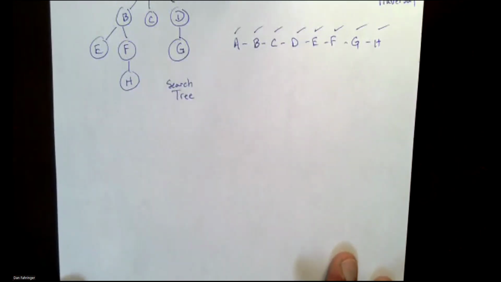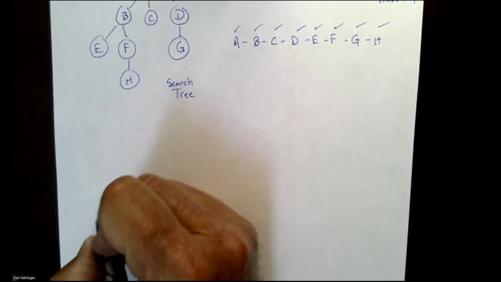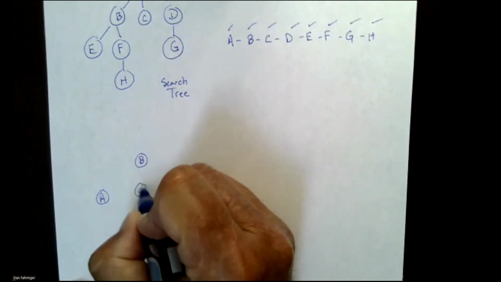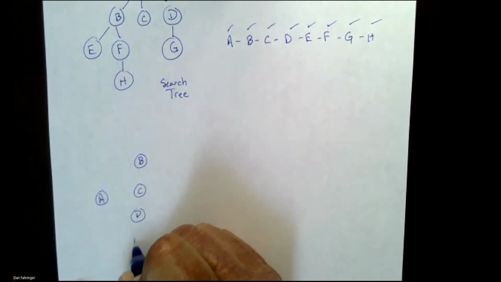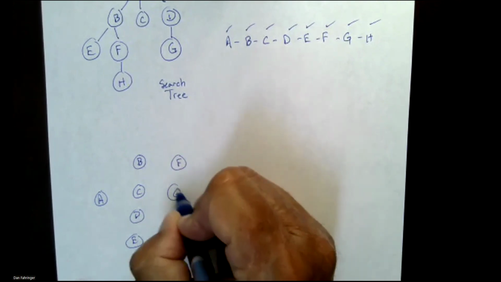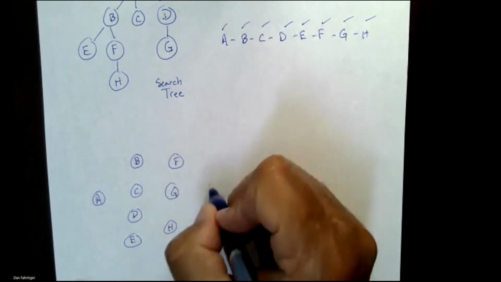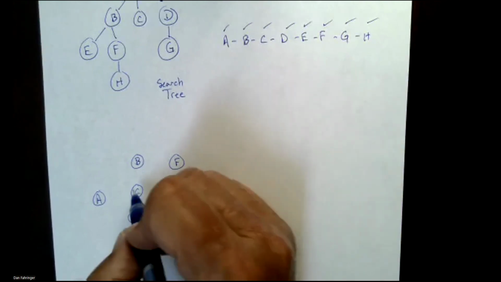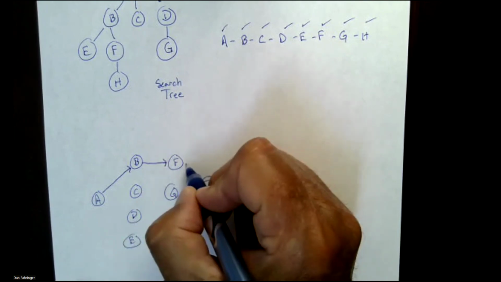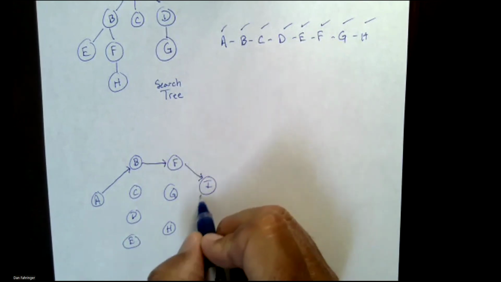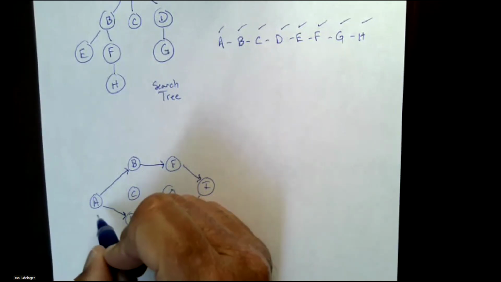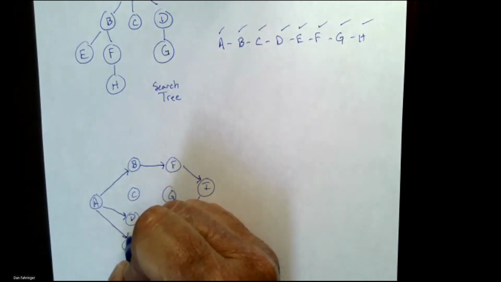Okay. So I'm going to draw that tree we had a minute ago. It was A, B, C, D, E, F, G, H, and I. A went to B, B went to F, F went to I, I went to H. A went to D, A went to E.